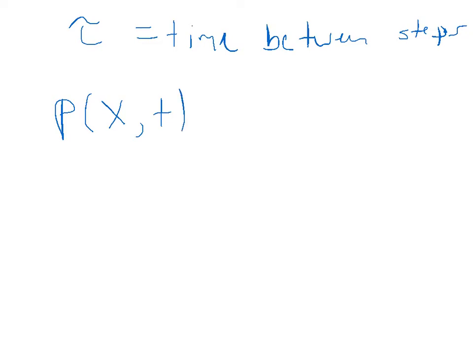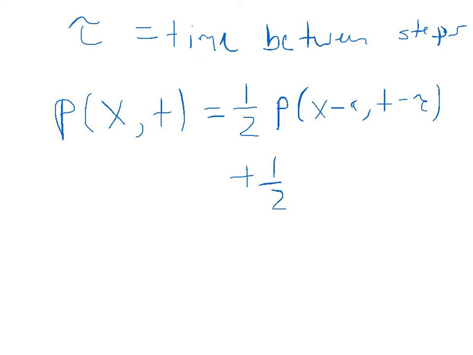In order to be at position x at time t, there are really two choices. At the previous time step, which was at time t minus tau, you had to be either at x plus a or at x minus a, and there's a 50% chance that you're at either one. So if you're at position x at time t, you were either at x minus a at time t minus tau, or you were at position x plus a at t minus tau. Those are the two possibilities. And this equation summarizes, in a nutshell, what a random walker does.